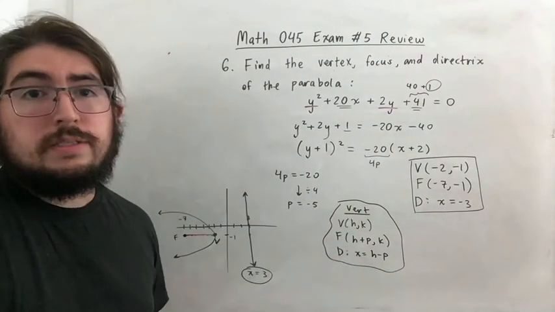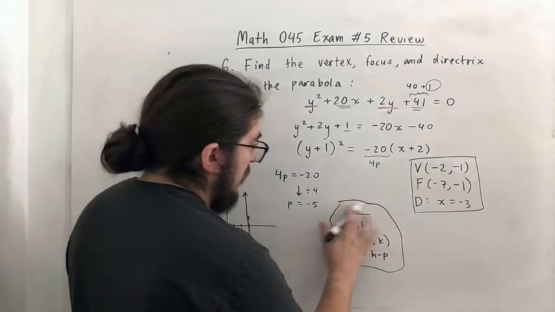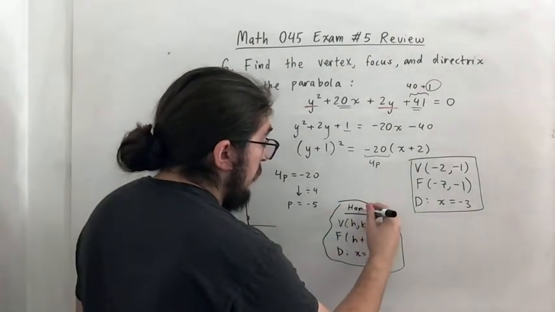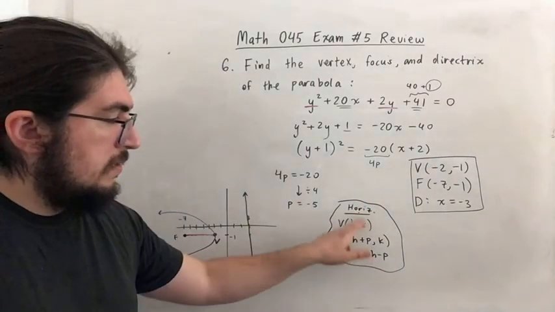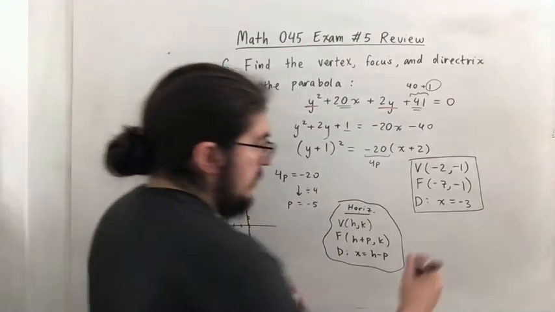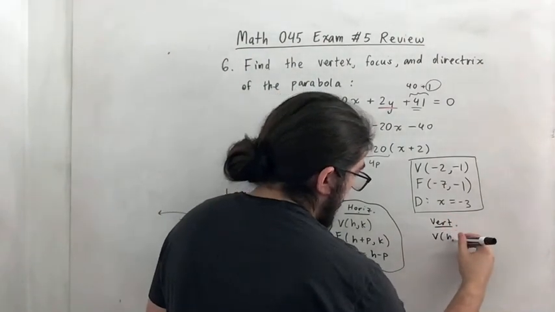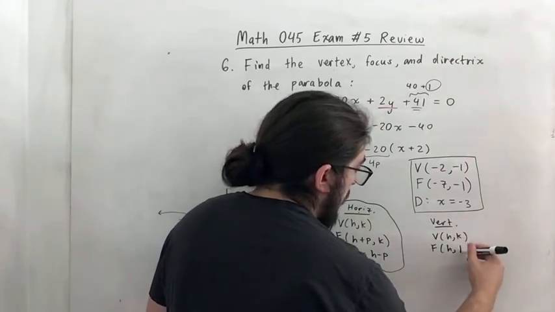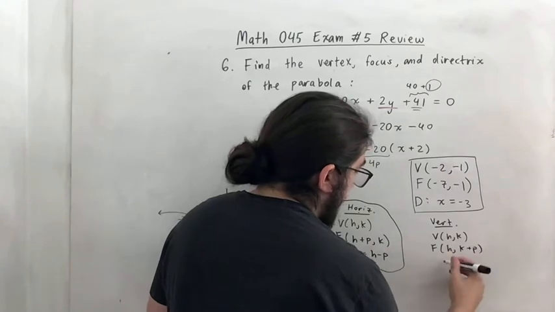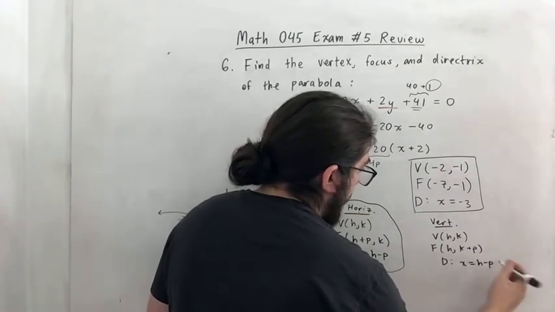This just works. Okay? This is for horizontal scenarios, like the one we have here. Vertical is you change the k's instead. So let me actually write it out. So for vertical parabolas, the vertex is h, k. Given that, then the focus is going to be h comma k plus p, and then the directrix will be y equals k minus p.